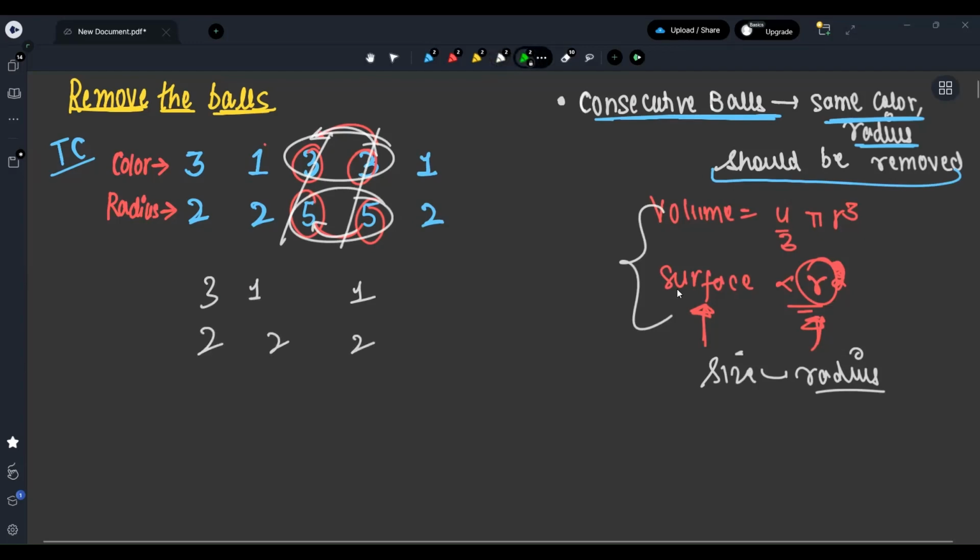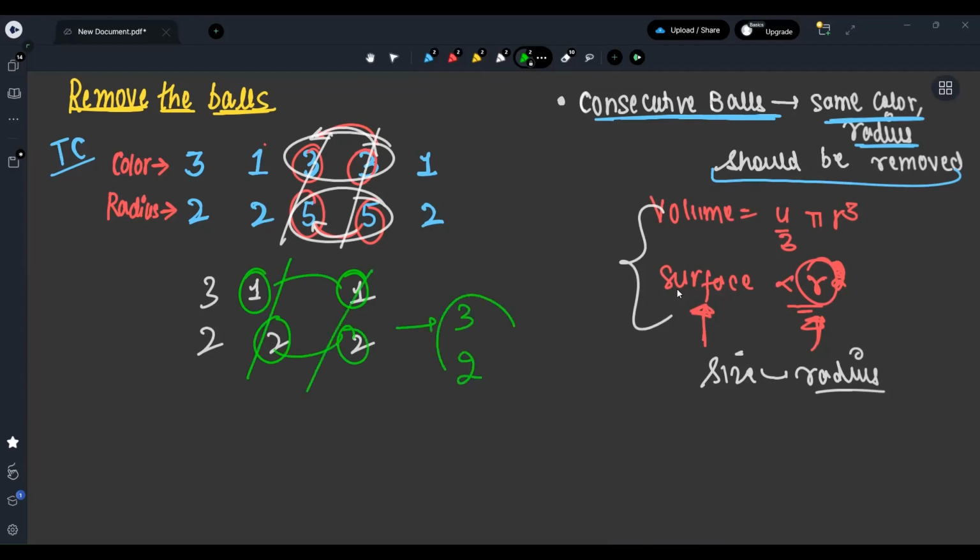Now we will come to here because we have done the traversal till here. Now we will come here. We will say okay, 1 and 1 are matching, 2 and 2 are matching. Yes, remove both of them. Then 3 and 2 is left. That means only one ball is left. So the answer is equal to 1.